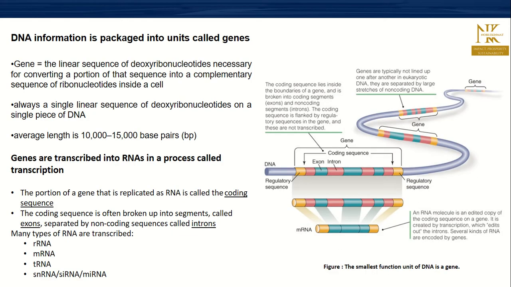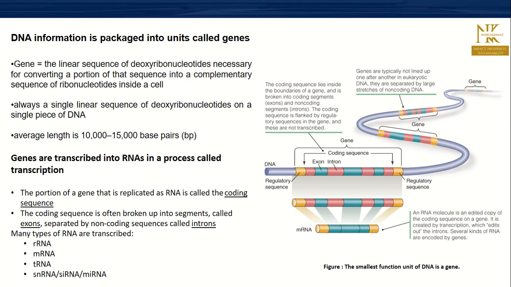Now, DNA information is packed into units called genes. We initially made a definition of genomics, genetics, and the likes. So what is a gene? A gene is a linear sequence of deoxyribonucleotides that are necessary for converting a portion of that sequence into a complementary sequence of ribonucleotides inside a cell. That is, a linear sequence of DNA that is necessary to convert into a sequence complementary to RNA.